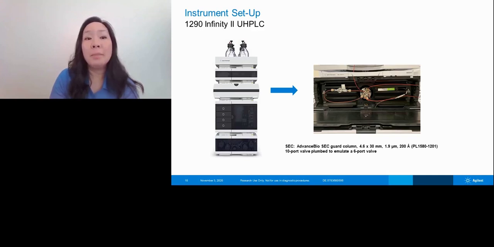For the analytical setup, you just put in the Advanced Bio SEC guard column here. You can see that here. And we can use it with a 10-port valve plumbed to emulate a 6-port valve, or you can just have a 6-port valve. And essentially, you can use the valve changing procedure so that you can do some offline cleanup and desalting.